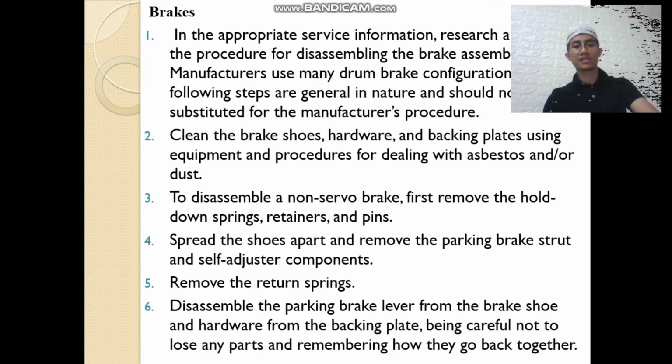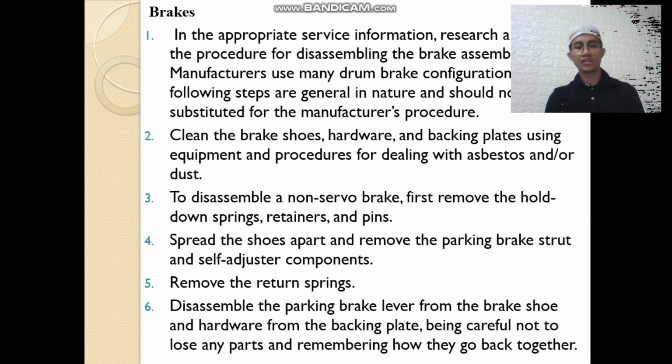The next is I'm going to be talking about brakes. The first step is to research the appropriate service information and search the procedure for assembling the brake assembly. Manufacturers may use drum brake configuration. The following steps are general in nature and should be substituted by the manufacturer's procedure. First is to clean the brake shoes, hardware, and backing plates using equipment and procedures for dealing with asbestos dust. Second is to assemble a non-servo brake.